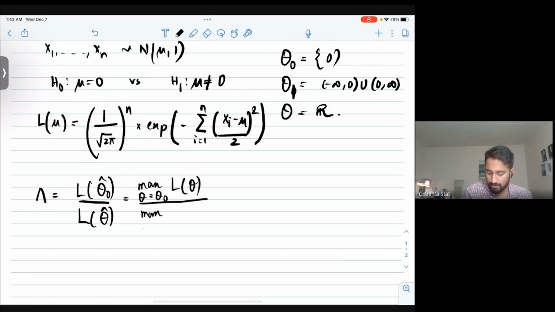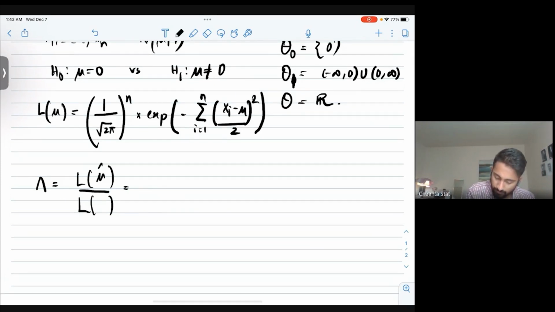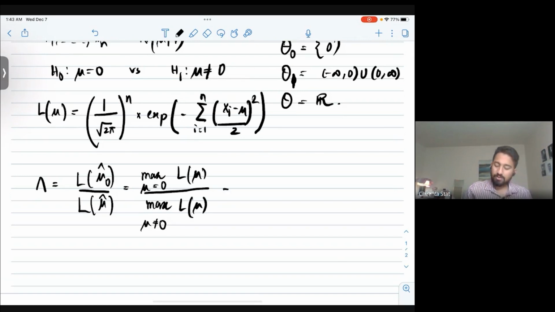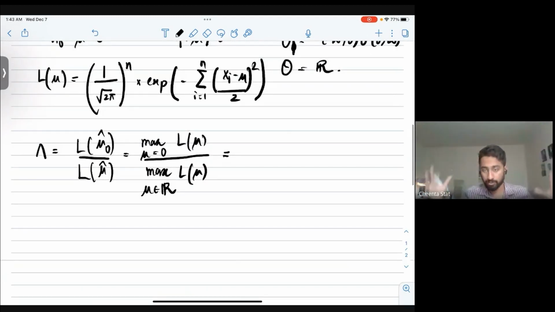And the maximum over theta not equal to 0. Here you can consider theta as mu. Let me write that in that format: max over mu equal to 0 of L mu, divided by max over mu not equal to 0 of L mu. Sorry, max over mu belonging to the real number line. Remember, it's not over theta 1, but over the whole possible space, theta naught union theta 1.